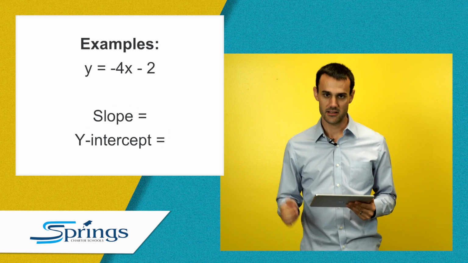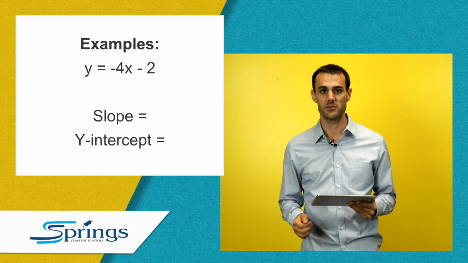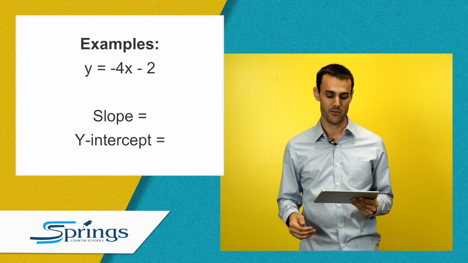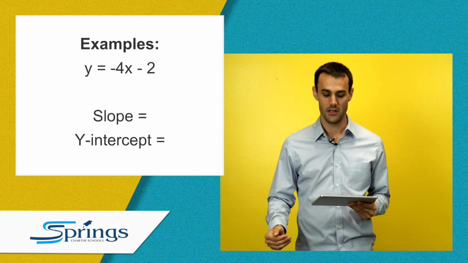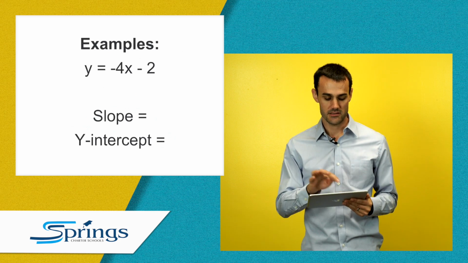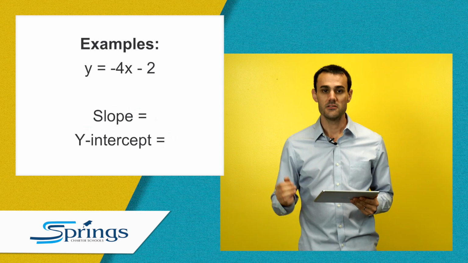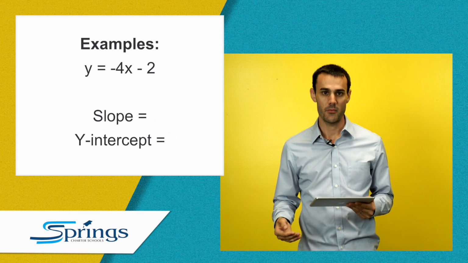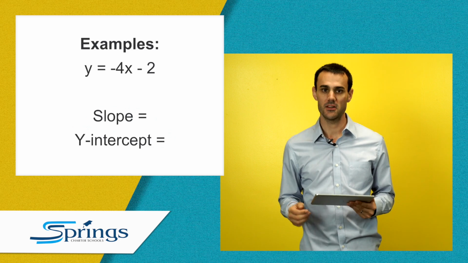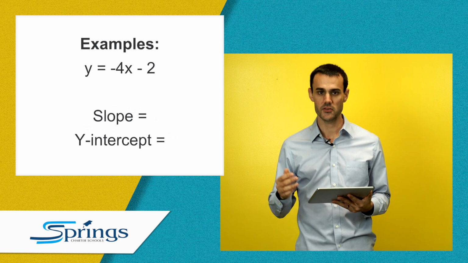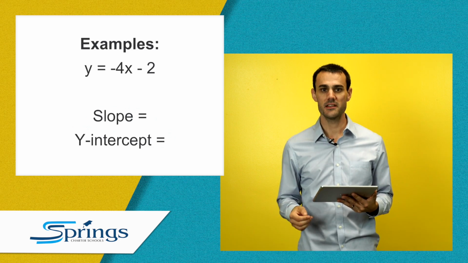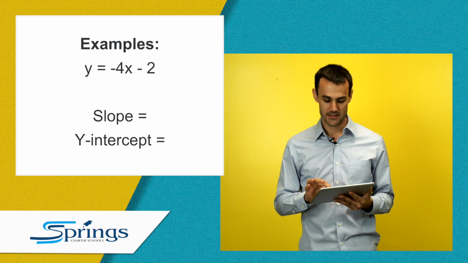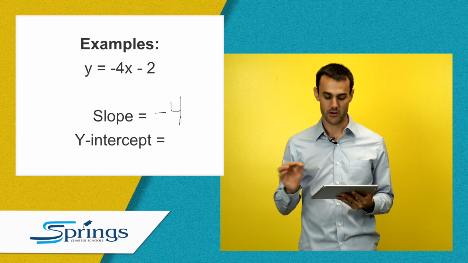Okay, let's look at some examples here. The first equation we're looking at is y equals negative 4x minus 2. And here we're asking our students, and especially you here on the screen, to fill in what is the slope and what is the y-intercept. We can actually find these things just by looking at our equation. So remember, our slope is the number that's in front of the x value. In this case, it's negative 4.